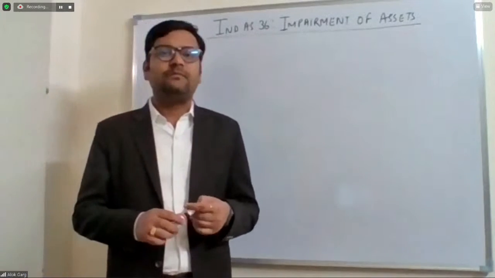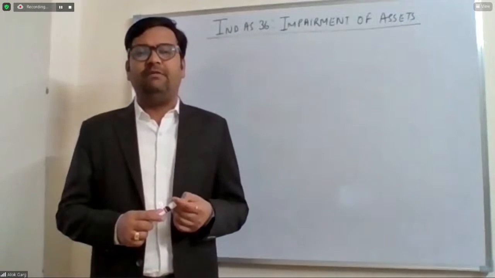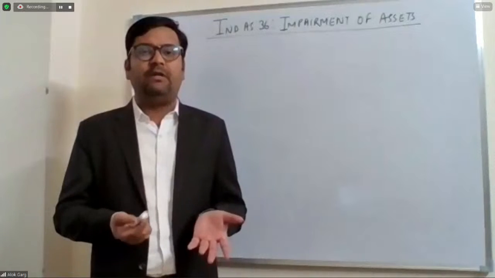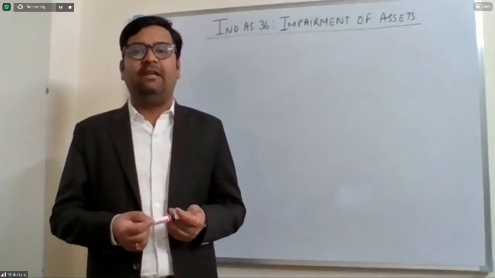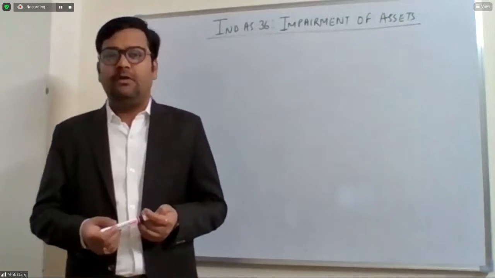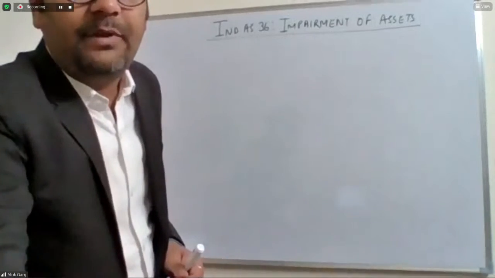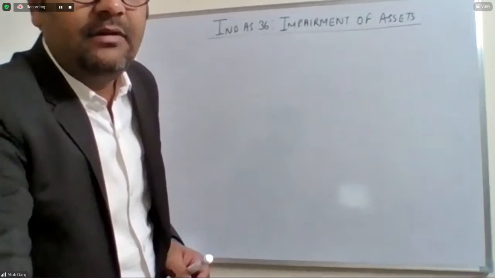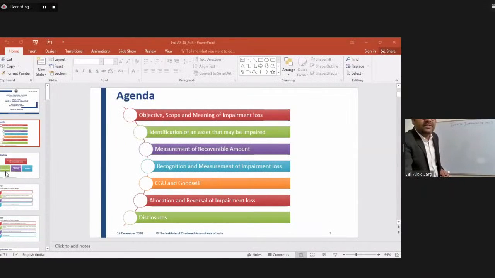Then we discussed what is meant by recoverable value, and what is meant by impairment loss. Impairment loss is equal to carrying value minus recoverable value. So quickly, I'll run through the PPT, and in the next 5 minutes, I'll recap the entire last session. I hope this PPT is visible.